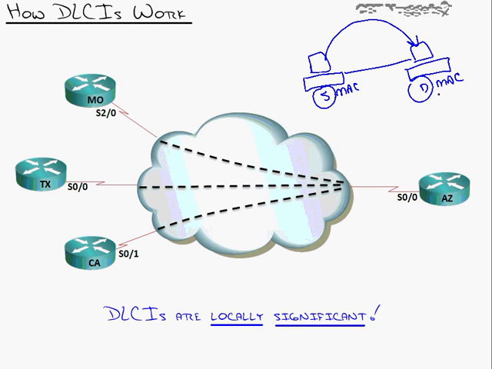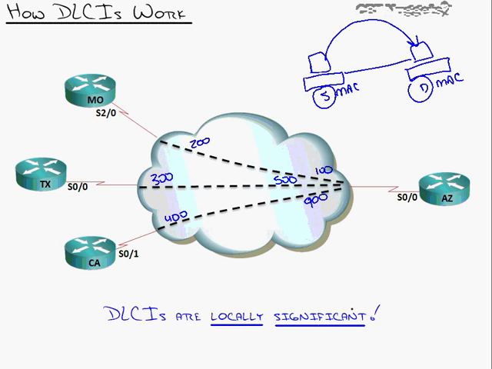Frame relay flips that whole thing on end. DLCIs are known as locally significant, and let me show you what that means. In Missouri, I might have DLCI 200. Texas might be DLCI 300. California might be DLCI 400. Now, Arizona might have DLCI 100, 300. Well, hang on, let me not do that yet. I'll do 500 and 900. These DLCI numbers can be any number from, well, technically 16 to about 1024. So any number in that range.